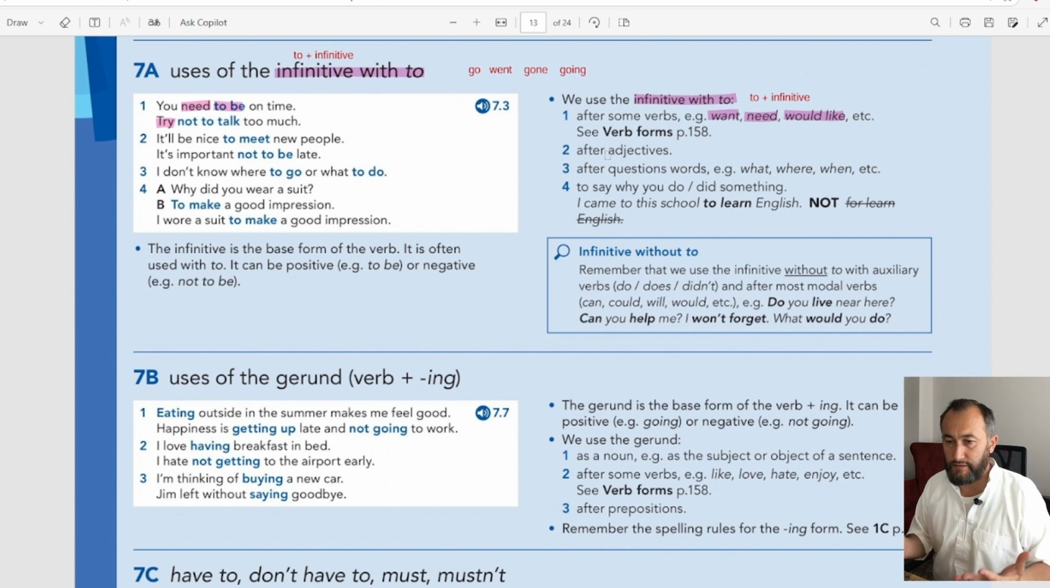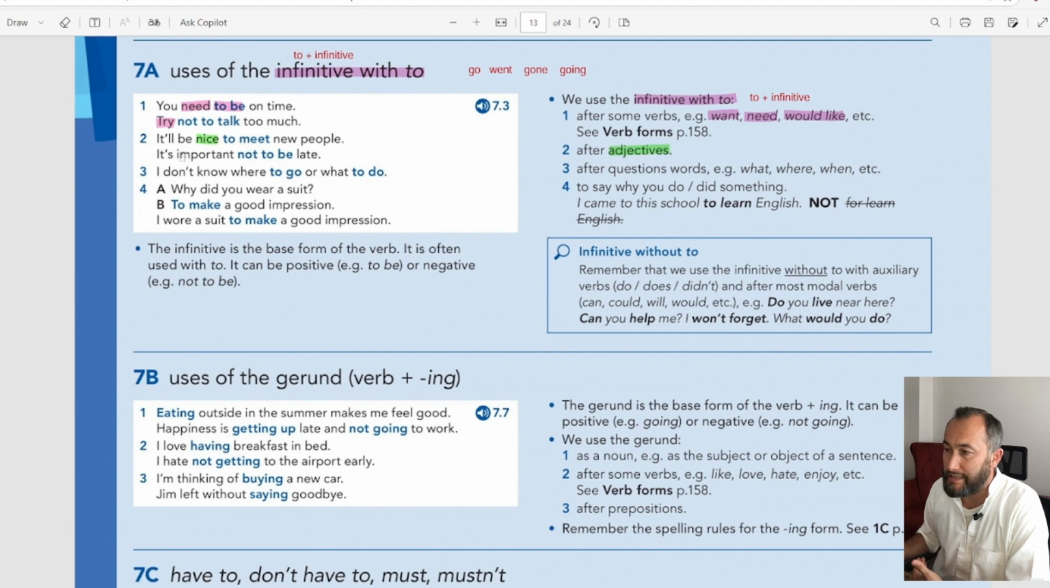Okay, like what are the adjectives? Sorry, happy, sad, rich, difficult, easy. These are the adjectives. After these adjectives, if I want to use a verb, that verb should come in to plus infinitive. Example, please. Here you go. We got the example here. It will be nice. So let's make the adjective a green color. Nice, you see, after adjectives. Nice, it will be nice to meet new people.